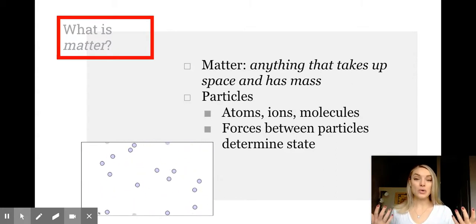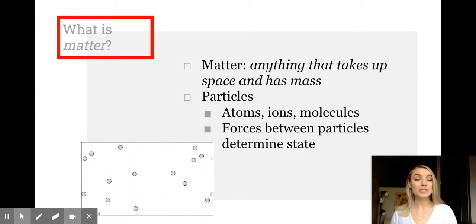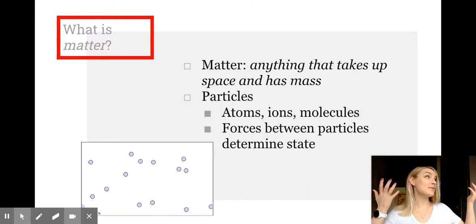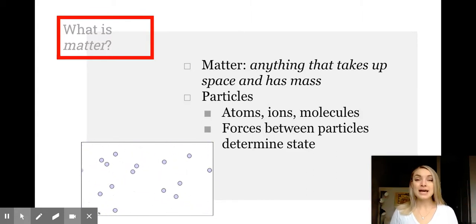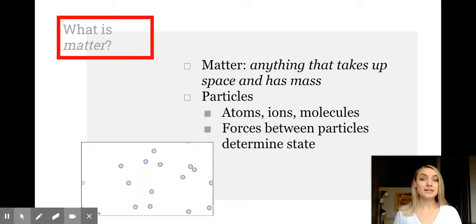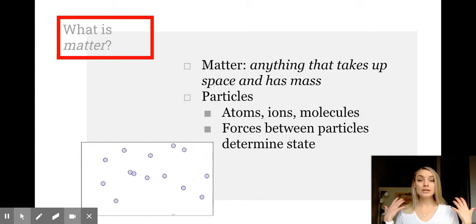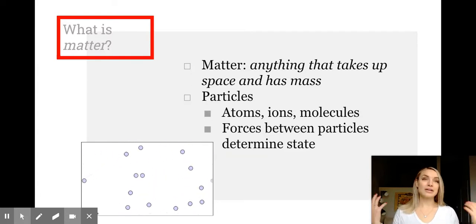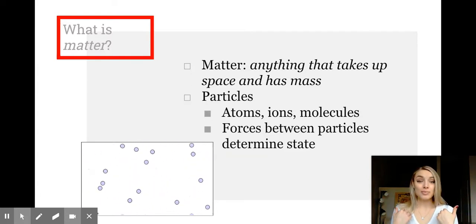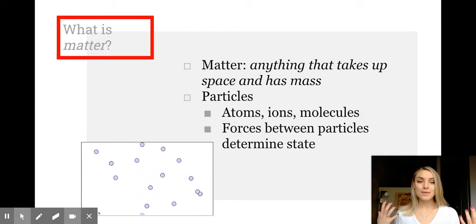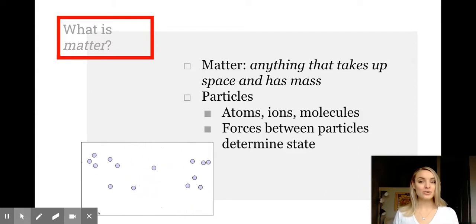Some things that we don't necessarily think about as being matter, but definitely are: the air that we breathe. It's all around us. And we do know that it does have mass, even though it doesn't feel like it has mass to us. It's because we're used to having it all around us and having that mass on our bodies. So, matter is everywhere, all around us.